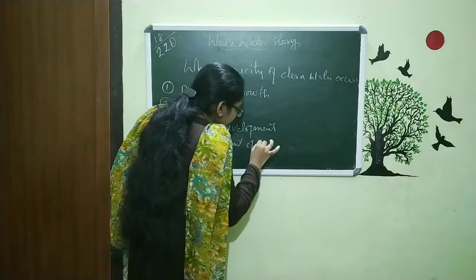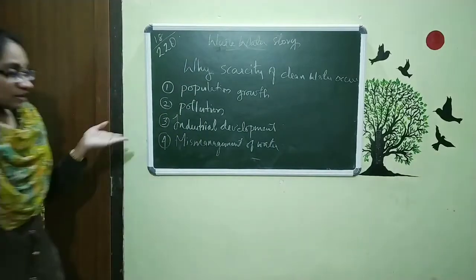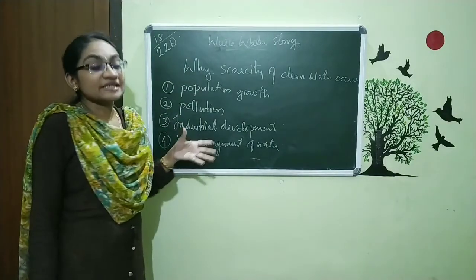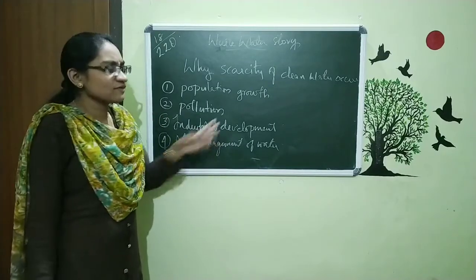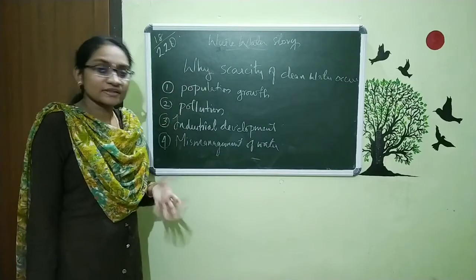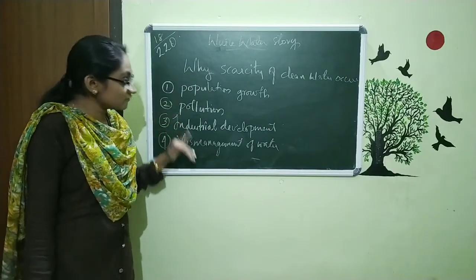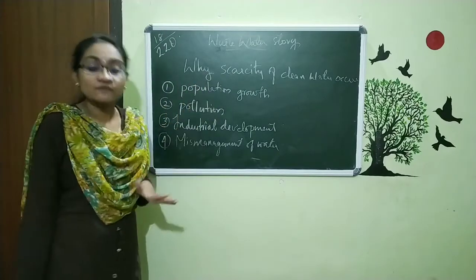Mismanagement of water. The thing is very simple. Some of the people are not at all taking care of water, and they are just mismanaging it. That means they misuse the water, and many people are facing scarcity of clear water. So these are some of the reasons why the scarcity of clear water occurs.